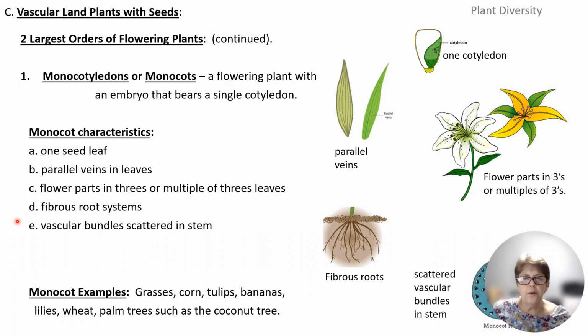They have fibrous root systems, so just a bunch of fibers. There's no single taproot. The vascular bundles are scattered in the stem. So to me, they look like little monkey faces, and I remember monocot monkey faces, but they're scattered. Examples of monocots are grasses, corn, tulips, bananas, lilies, wheat, and palm trees such as the coconut trees. If you think of tulips, because we get tulips here, then you see the leaves, how all the veins are going parallel like this.